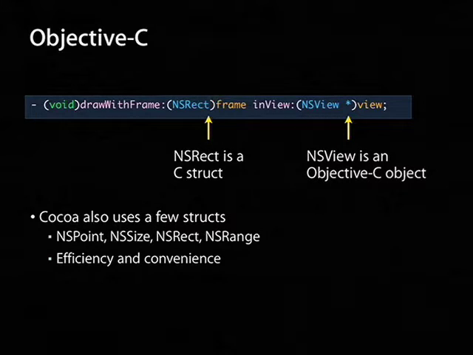There's NSPoint, which represents a two-dimensional point in floating point coordinates. NSSize is a two-dimensional size. NSRect combines a point and a size. And NSRange is an integer range of a list or an array.